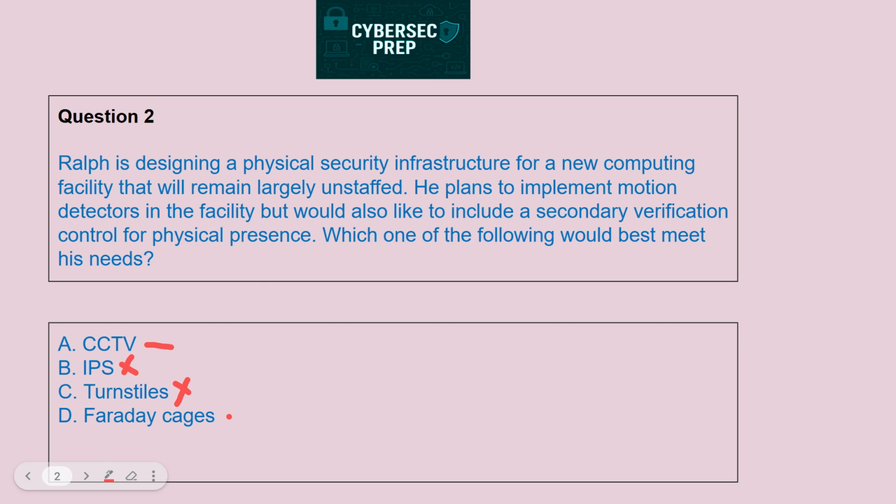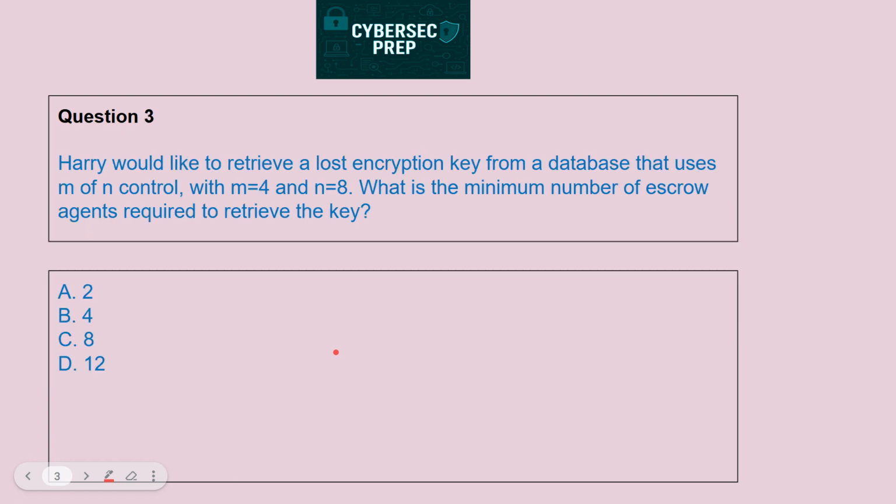Faraday cages, it's a kind of a device. What it does, it is an enclosure wherein you keep your equipment, for which you want to protect against outside electromagnetic interference or radio frequency signals. So these are mostly used in medical or other industrial automation fields. But for this question, it is not an applicable and relevant choice. So the best answer out of these four options is CCTV. Moving on to the next question.